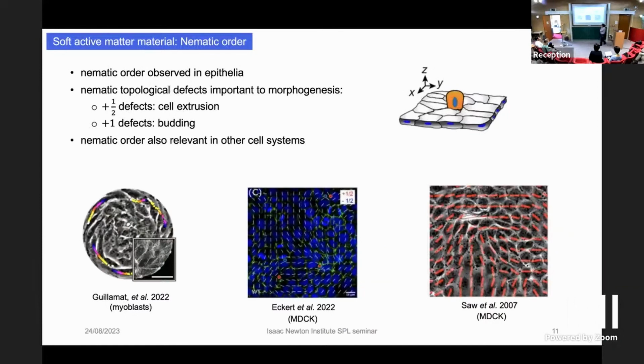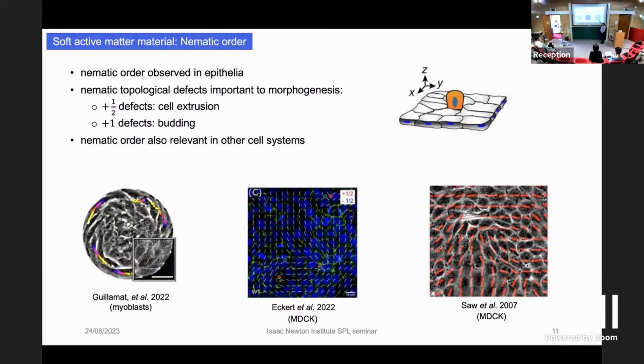So when I started collaborating with Julia Yeomans, as we saw two days ago in Chu Fan's talk, there was quite a bit of discussion of this SAW experiment. This is again an experiment on MDCK cells, where they relate extrusion events to the presence of topological defects in the nematic order. And in here, nematic order is a readout of cell shape.